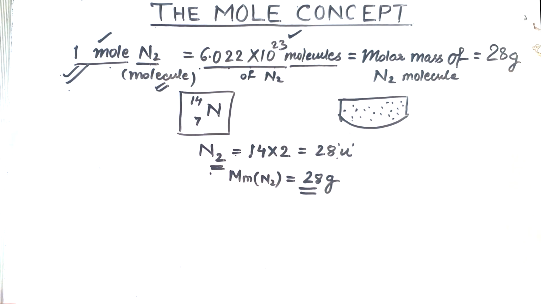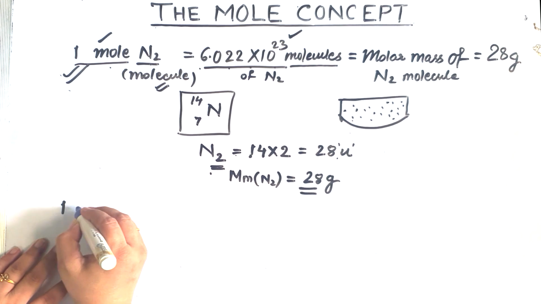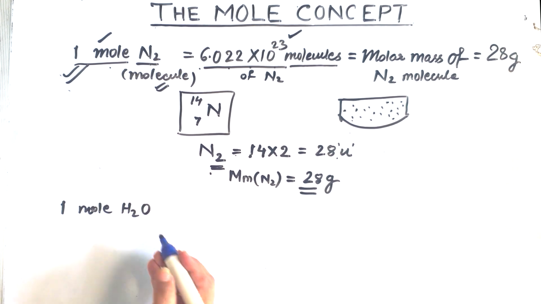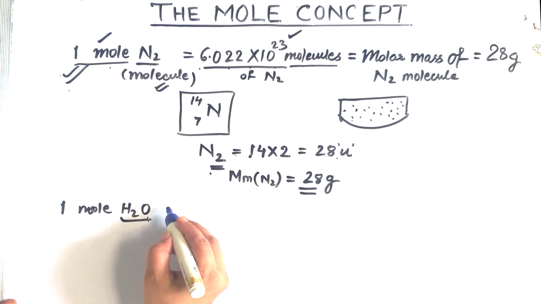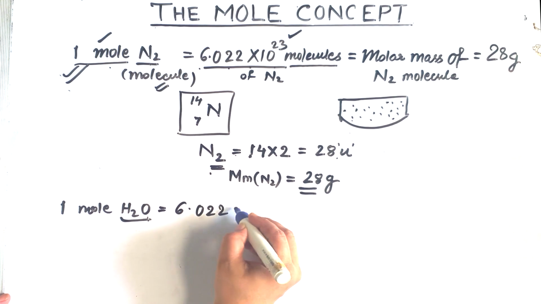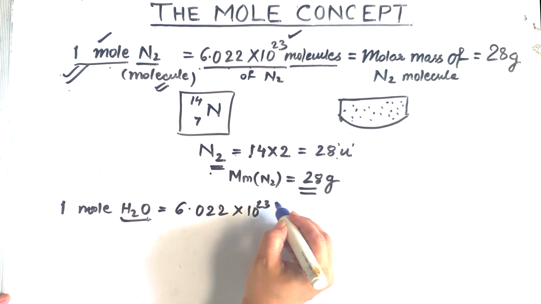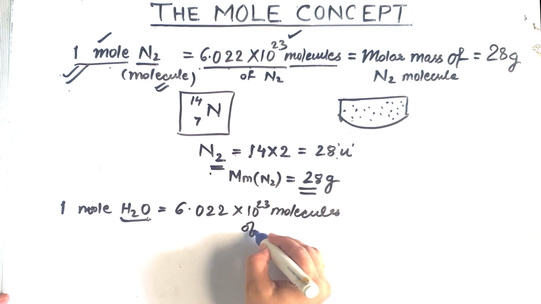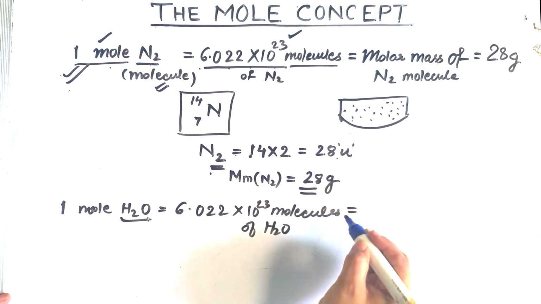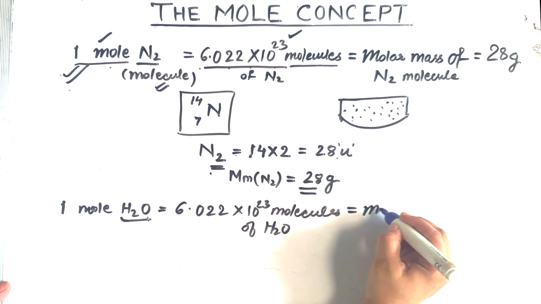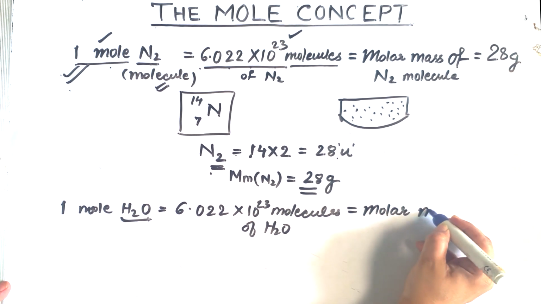Let me give you one more example. Suppose I am taking 1 mole of water. Water is a compound and it is a molecule. What does it mean? It means it contains 6.022 × 10^23 molecules of water obviously. And how much does it weigh? It will weigh equal to the molar mass of water.